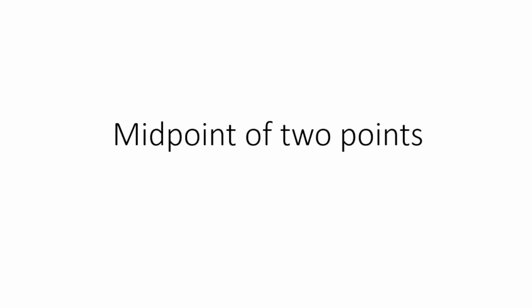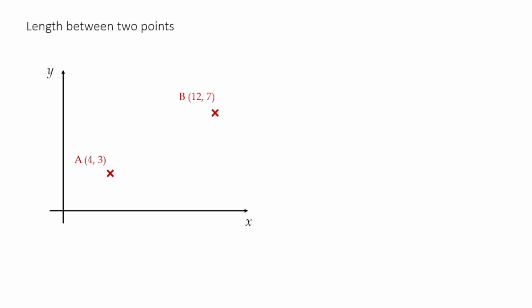Hi guys, today we're going to look at how to find the midpoint of any 2 points on the xy coordinate frame. So let's start with a simple example. Here we've got 2 points, the point A and B, which have the coordinates 4, 3 and 12, 7 respectively. How could we find the midpoint of these 2 points? If we draw the line from A to B, the midpoint needs to be exactly halfway in between. That's the midpoint there. How can we find those coordinates?